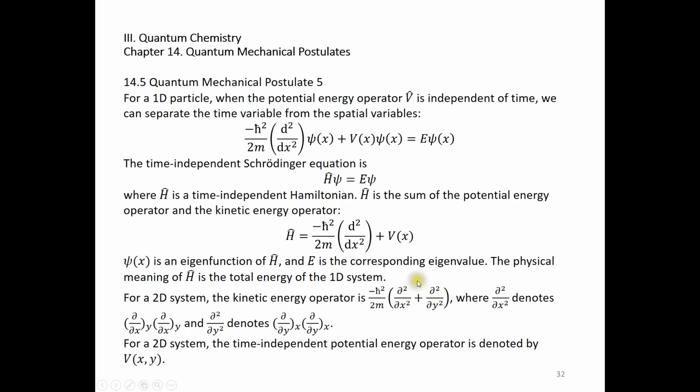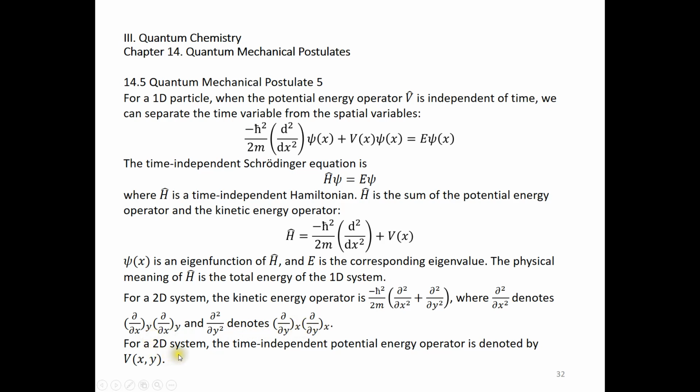For a two-dimensional system, the kinetic energy operator is a little bit more complicated. There are two terms, one for the x dimension, one for the y dimension. And the second derivative is simply the first derivative and then the first derivative, just twice. You apply the first derivative twice, and when you do that, you need to hold y constant. When you take the second derivative of psi with respect to y, you need to make sure x is held constant when you do the derivation. And again, the second derivative is simply the first derivative of the first derivative.